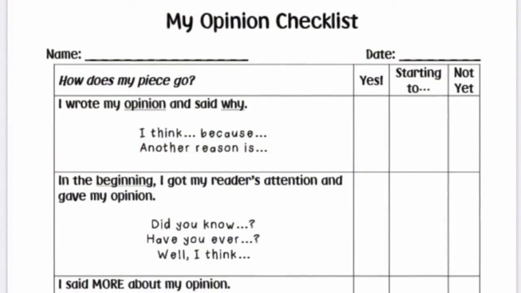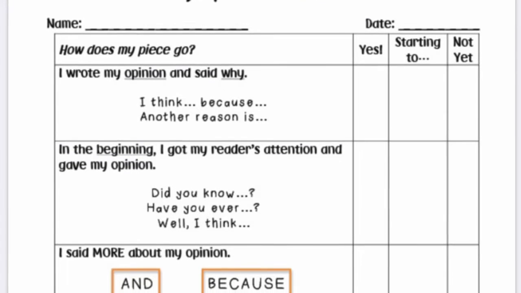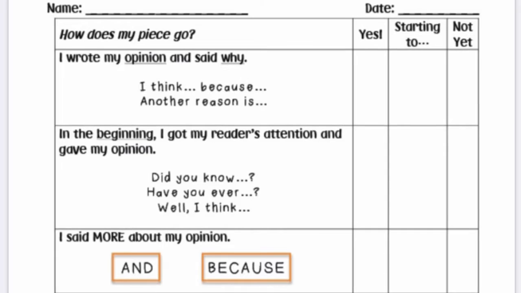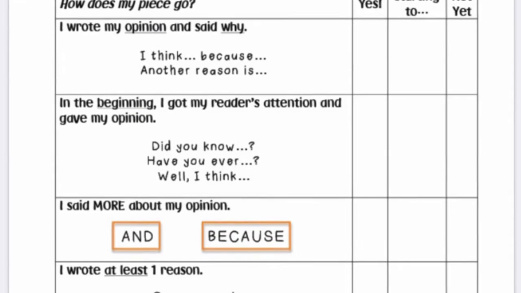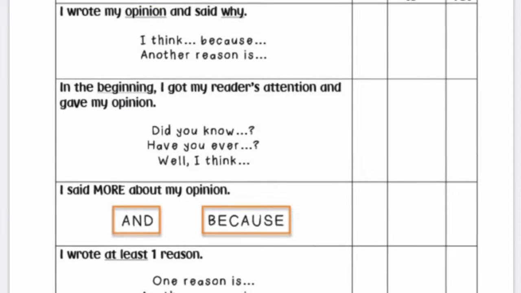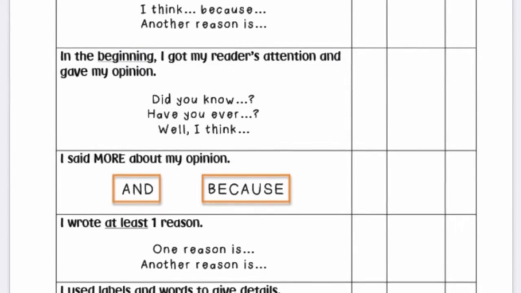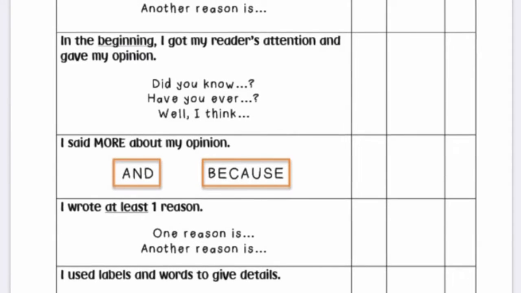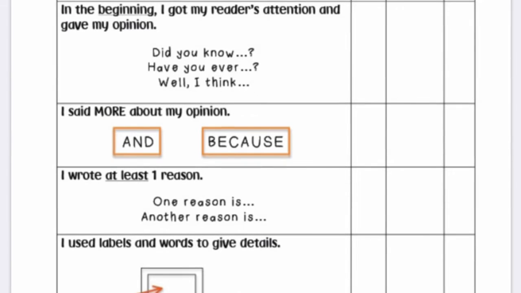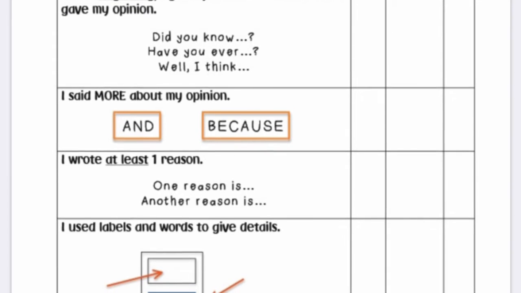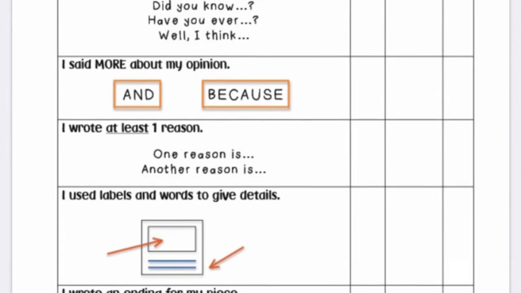When you're all done with your writing, you can take your opinion writing checklist and make sure that you've done everything that a first grade writer should do, as well as checking for punctuation and capitalization. You want to make sure you said your opinion and gave reasons why. And make sure that in the beginning you got your reader's attention. You said more about your opinion using words like and because. You used labels and words to give details, and you wrote an ending for your piece.